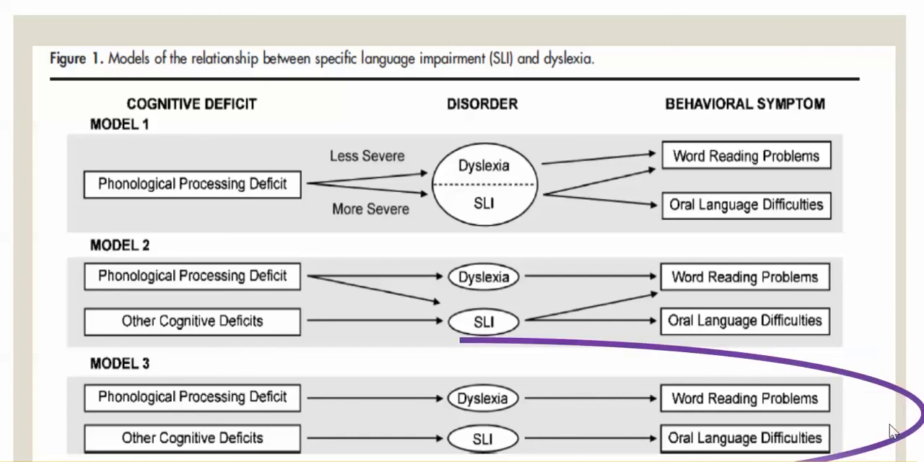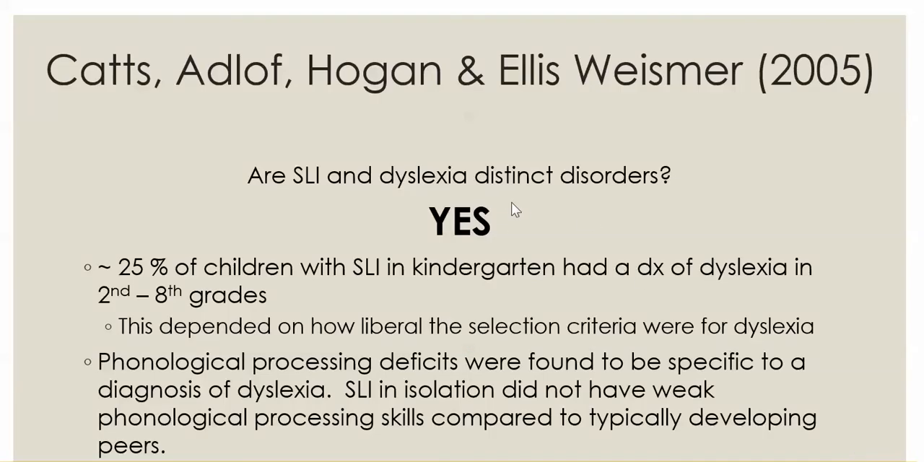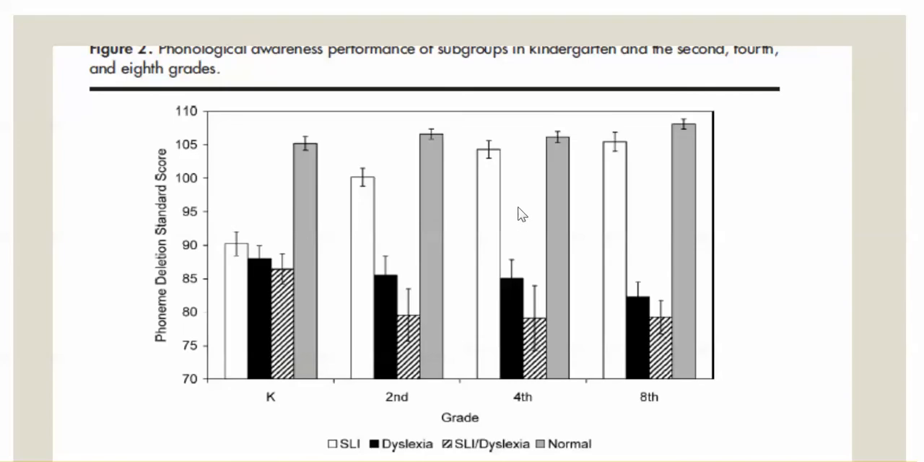And what they found was that Model 3 was supported, so that there's a phonological processing deficit that results in dyslexia, which presents itself as word reading problems, and then there are other cognitive deficits that result in SLI that presents itself as oral language difficulties. So are SLI and dyslexia distinct disorders?